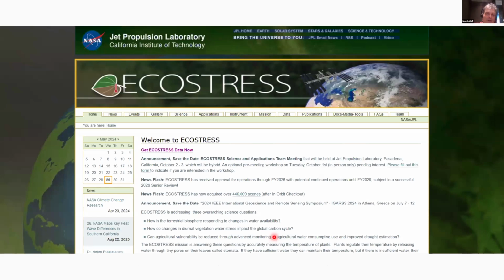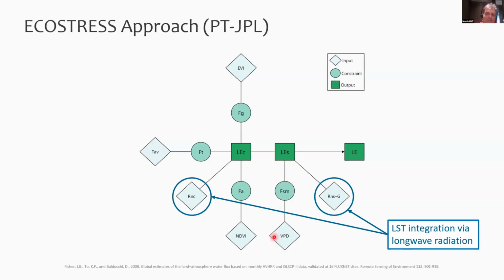You can find out more here. This is the NASA link to ECOSTRESS and PT-JPL. It actually uses thermal in the net radiation component. So it still uses this vapor pressure deficit. And they argue in the ATBD that they look at the net radiation side because land surface temperature plays a much more important role than on the soil moisture fraction. I don't know how true that is.